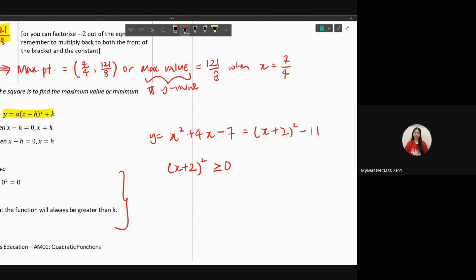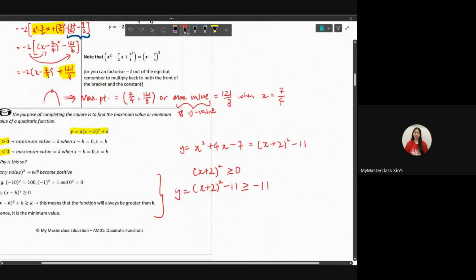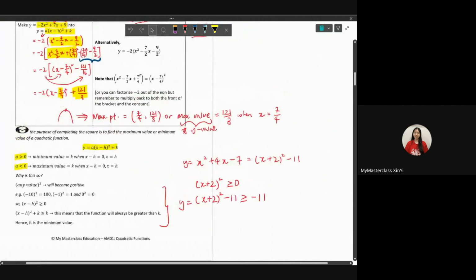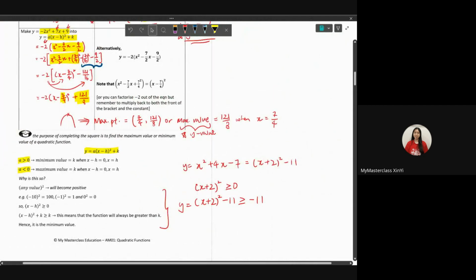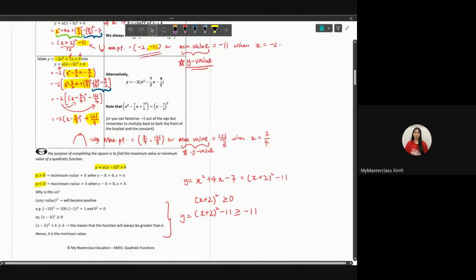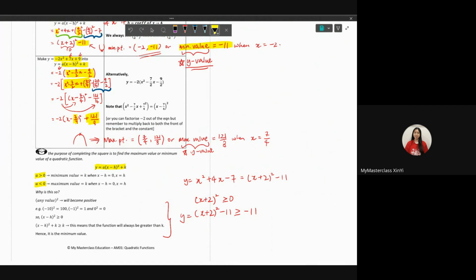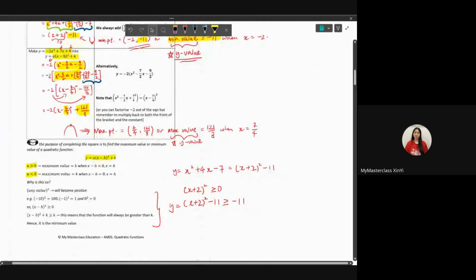Then when you minus 11, (x + 2)² − 11, what you do to the left side, you should do to the right side also. So this is more than or equal to −11. In this case, this means your graph y must be more than or equal to −11. So that means the minimum value is −11. That's why, for your first example, the minimum value is −11. So the reasoning comes from your completed square form because of the perfect square part.